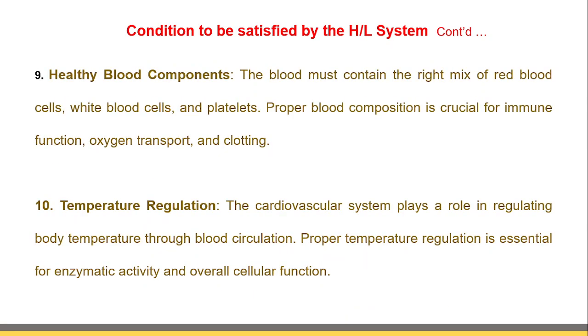The ninth condition is healthy blood components. Blood must contain the right mix of red blood cells, white blood cells and platelets. The proper composition is crucial for the function of the body and also for oxygen transport and clotting. The tenth is temperature regulation. The cardiovascular system plays a role in regulating body temperature through proper circulation of blood. Proper temperature regulation is essential for enzymatic activity and overall cellular function.